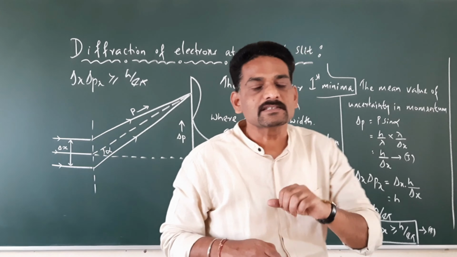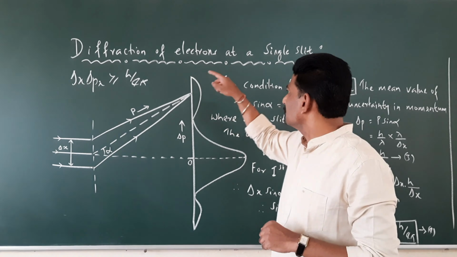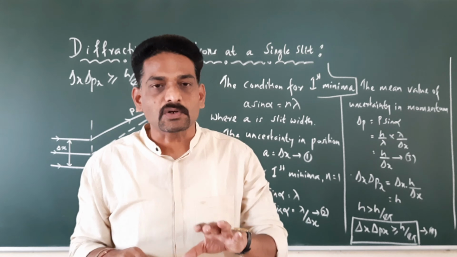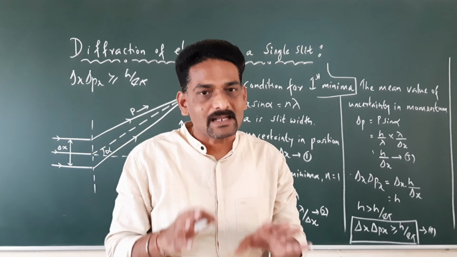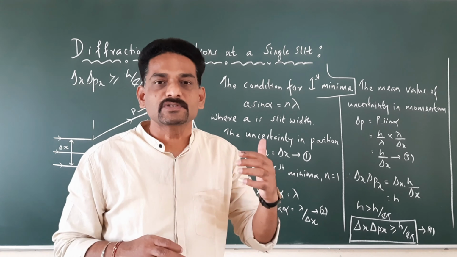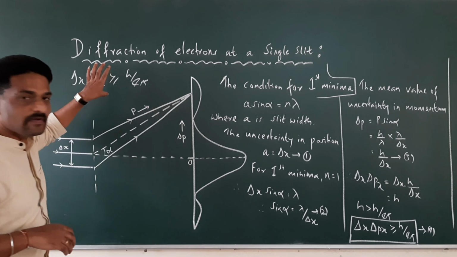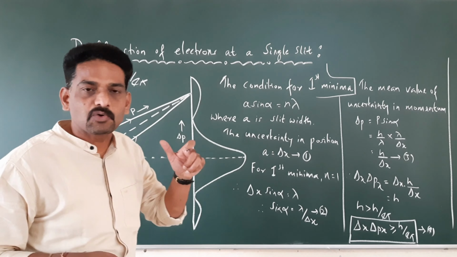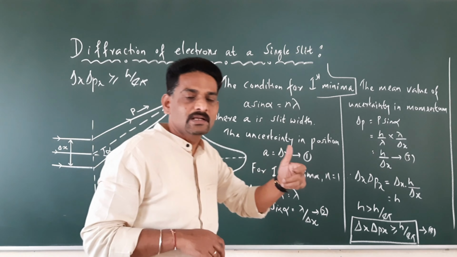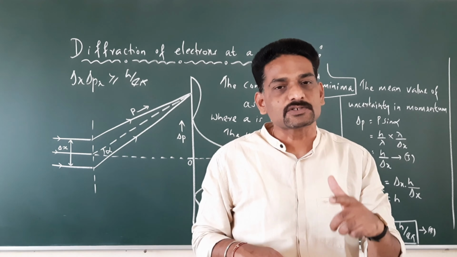This Heisenberg's uncertainty principle we are going to verify by one more experiment, known as the diffraction of electrons at a single slit experiment. Let me remind you, this is not a real-time experiment. This is again a thought experiment. Using it we can verify Heisenberg's principle. For that, we have to calculate delta x and delta px, and show that the product of these two is equal to or greater than h divided by 4 pi.